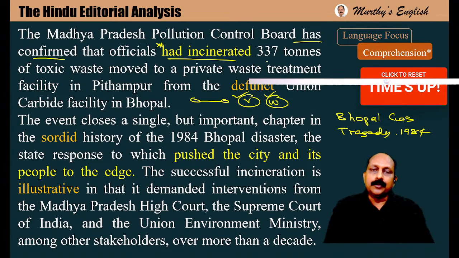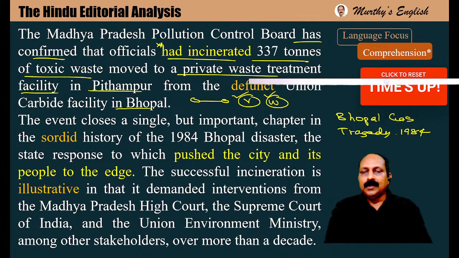Had incinerated 337 tons of toxic waste, moved to a private waste treatment facility in Pithampur from the defunct Union Carbide facility in Bhopal. So, what does it talk about? It talks about the toxic waste, and it has been shifted from one place to another place. From which place to which place? From Bhopal to Pithampur. And how much? 337 tons of toxic waste moved to a private waste treatment facility.